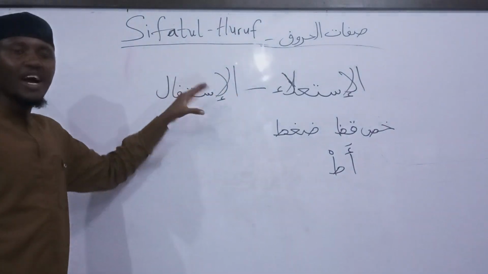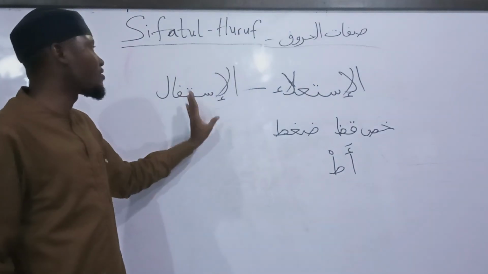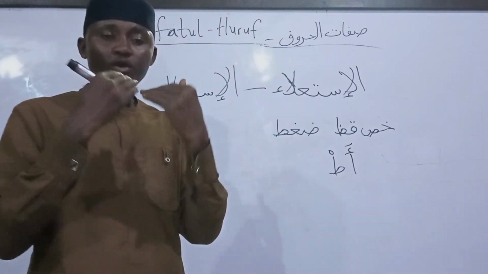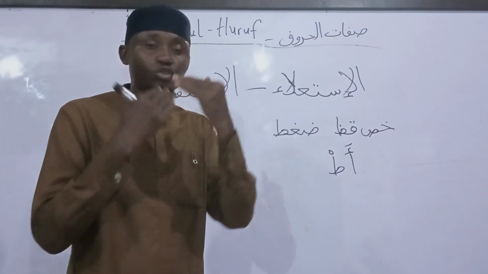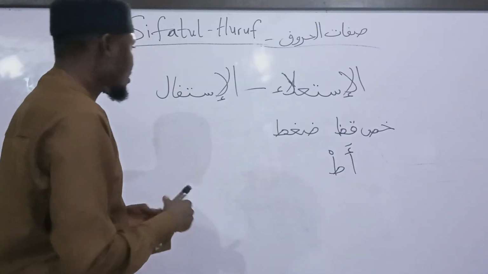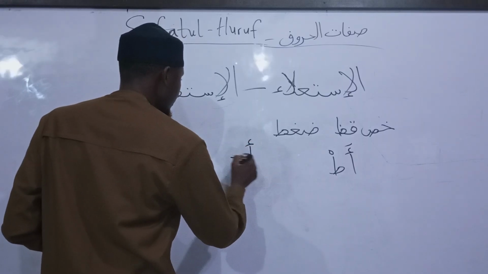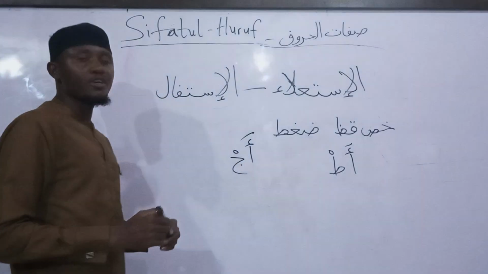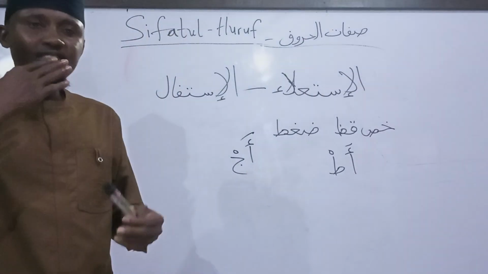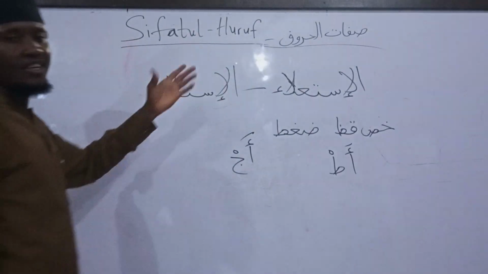Now, al-istifal is the opposite of al-isti'la. All letters apart from these ones are the letters that have the property of al-istifal. Now, al-istifal means that while we pronounce these letters, the end of the tongue does not go up to meet the upper palate. It's just in the normal position that it is. Letters like aj. You see that when you pronounce it, the tongue does not need to go up. It just remains in normal position. And you can try other letters yourself.